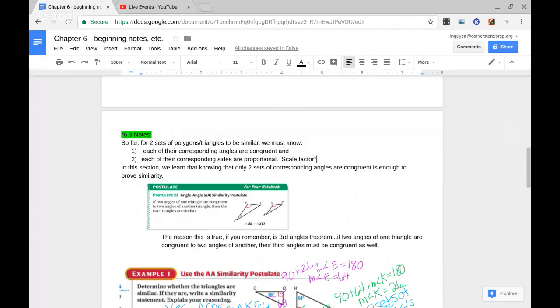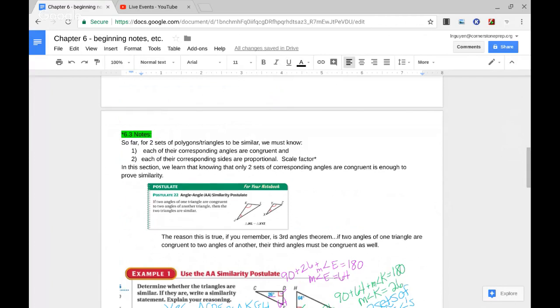The first one is called AA. So not the support group, but for triangles, AA says that two triangles can be similar if two angles of one triangle are congruent to two angles of another, the two triangles are similar. The reason this works is because of the third angles theorem, because if the two triangles have two sets of congruent angles, the third angle has to be congruent. And the definition of similar polygons, all the angles are congruent.